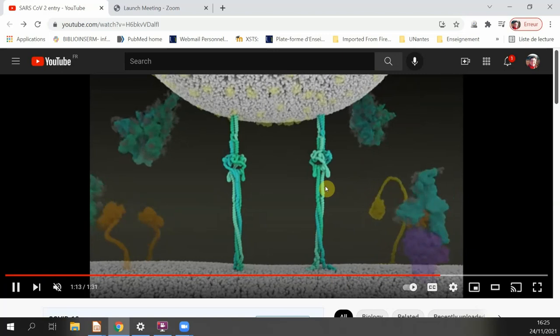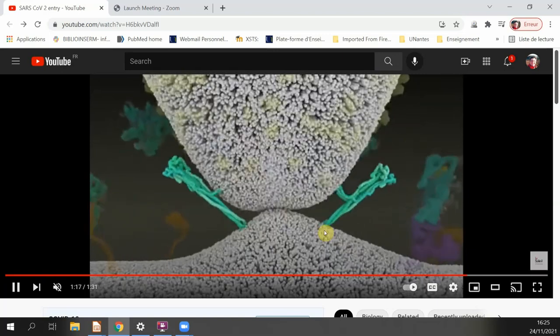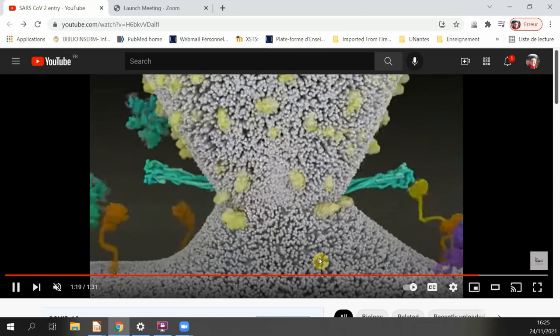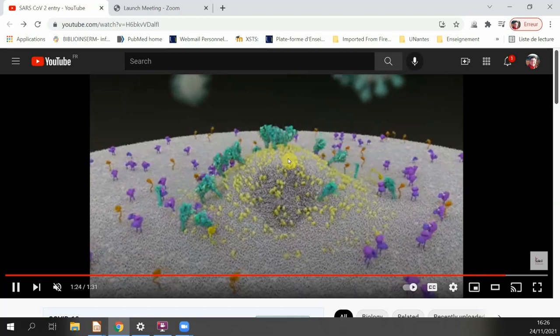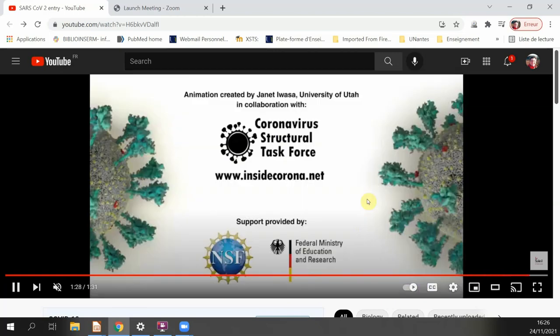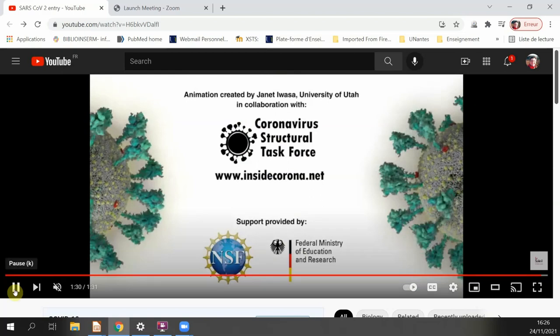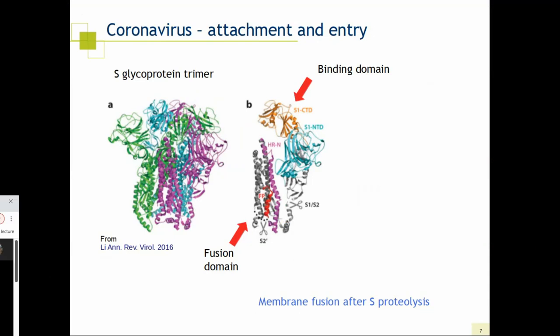Now this intermediate form is unstable, so it's going to collapse, and this generates force to bring the virus envelope together with the cell membrane. And then the virus envelope is going to dissolve in the cell membrane and liberate the nucleocapsid into the cell cytoplasm. Okay, so basically that's how it works.